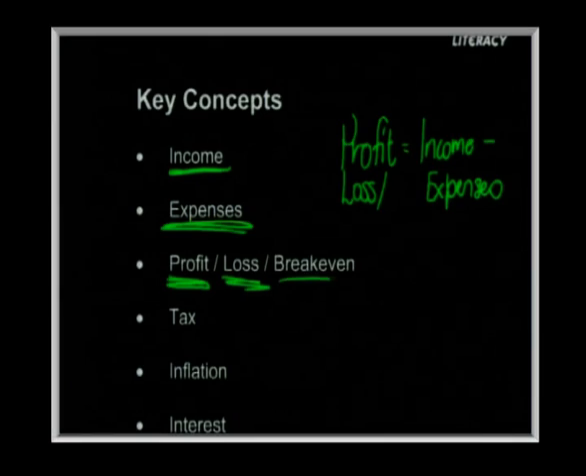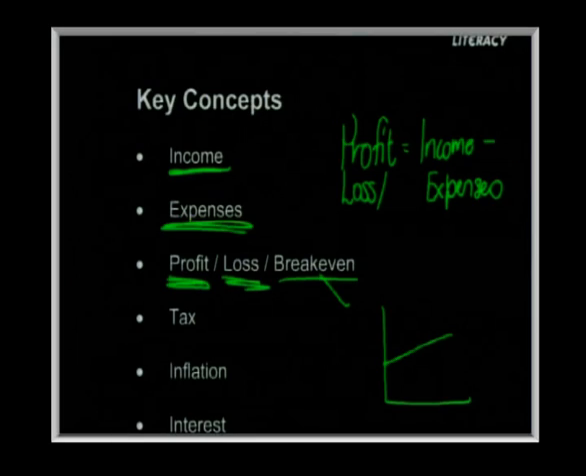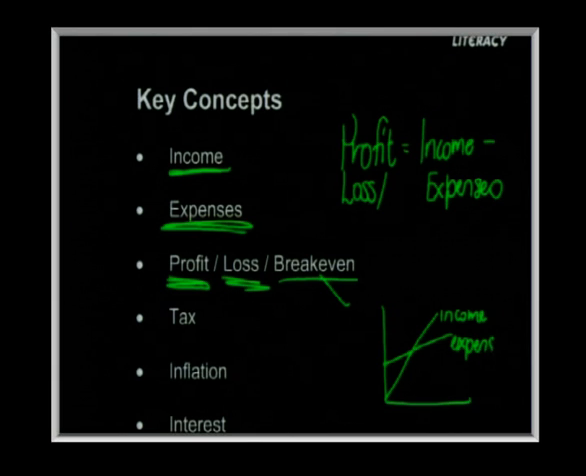Then we deal with something called break even. And usually on your graph, if I was plotting my income and expenses, my break even is that point there where they cross over.